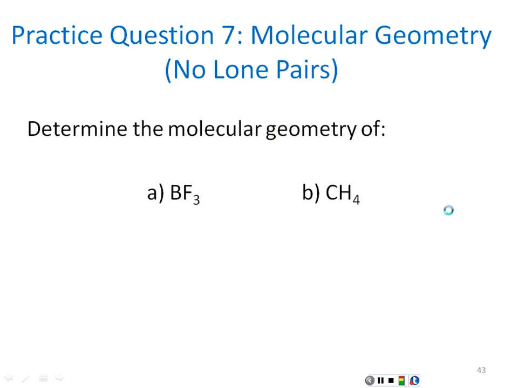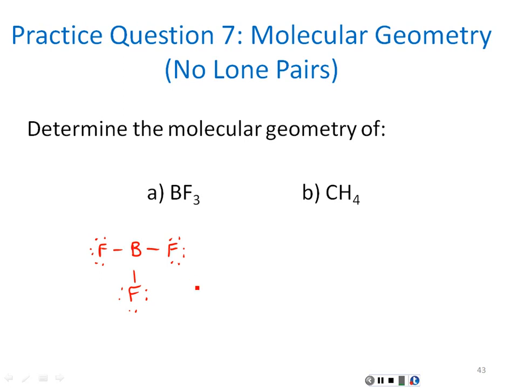Let's try a practice question. So this is for a molecular geometry, and we're not considering any lone pairs. What are the molecular geometries of BF3 and CH4? Well, we've done the Lewis structure of BF3 before, but let's draw it out again. So remember, boron does not need to have a full octet. It is left of carbon in the periodic table. So this would be the Lewis structure.